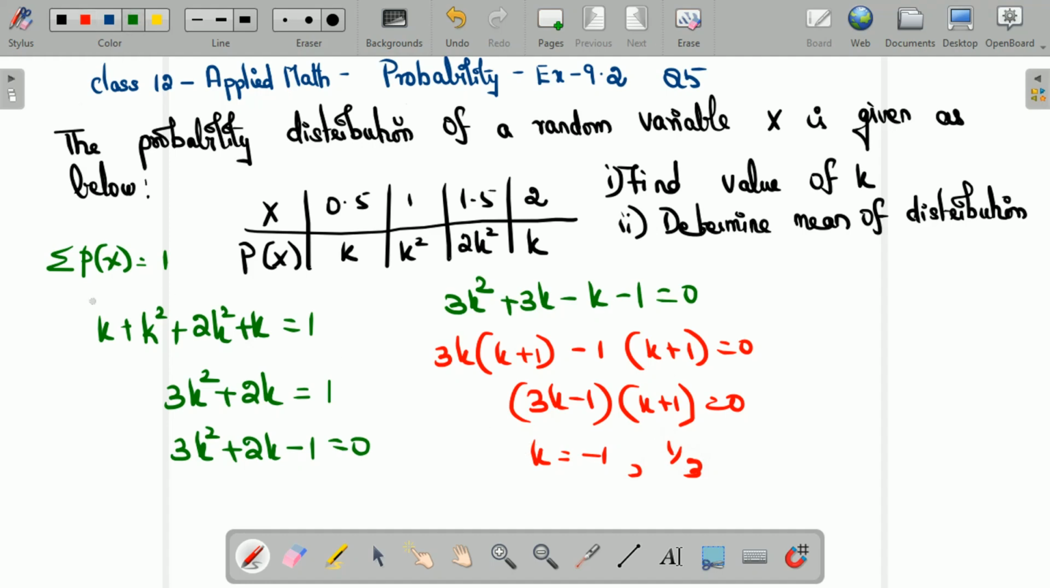See, k is nothing but the probability value. So, it cannot be minus 1. Therefore, the k value is equal to 1 by 3. Now that we found the value of k, let's work on finding the mean of the distribution.